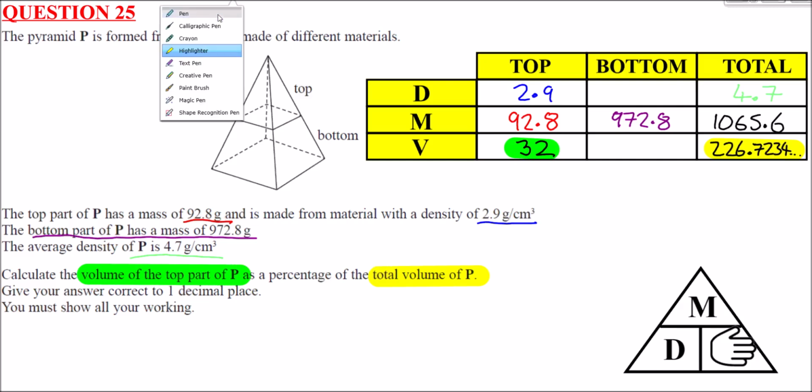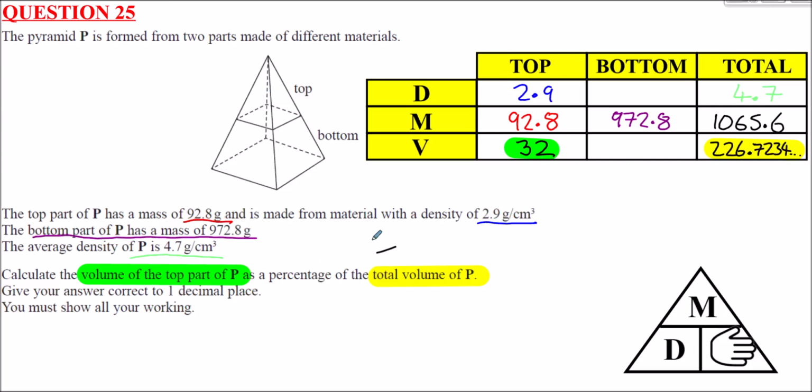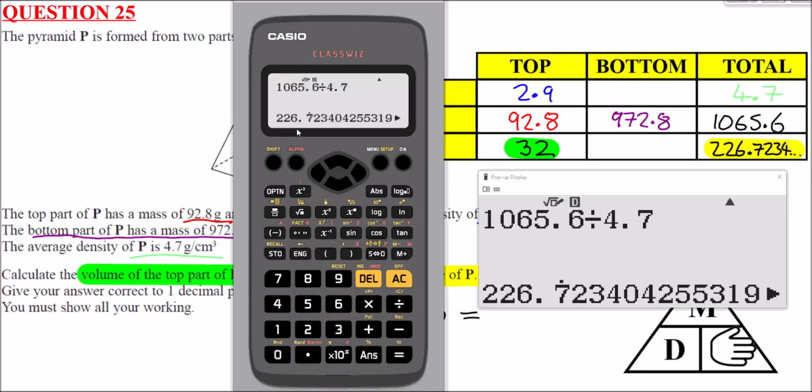First of all now, what I'd think about is what's the volume of P as a fraction of a total volume? Well, as a fraction, we're going to have 32 out of 226.7234. That's how we'd write it as a fraction. However, we need to work it out as a percentage. So as a percentage, we can change from a fraction to a percentage by multiplying the whole thing by 100.